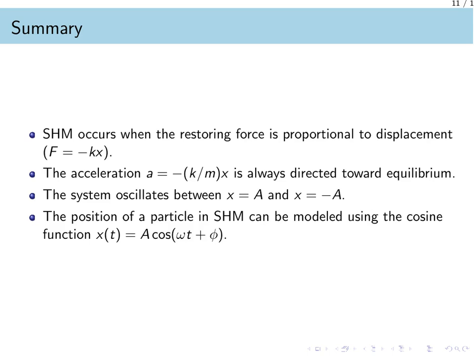In summary, simple harmonic motion occurs whenever a restoring force is proportional to the displacement. The acceleration is always directed toward the equilibrium position and can be calculated as negative k over m times the displacement. The system will oscillate back and forth between the positive and negative values of the amplitude. Finally, we can accurately model the position of any particle undergoing this type of motion using a cosine function that incorporates the amplitude, angular frequency, and phase.